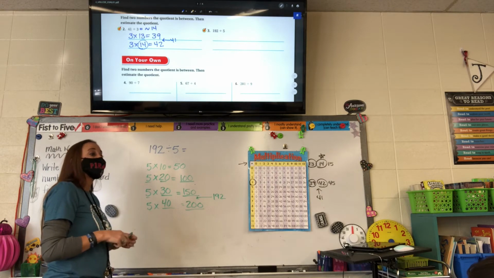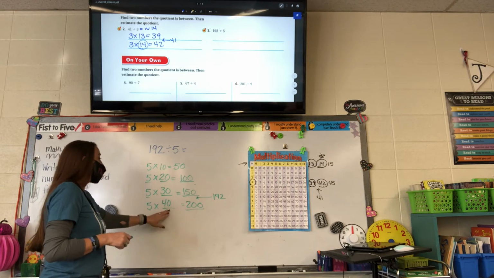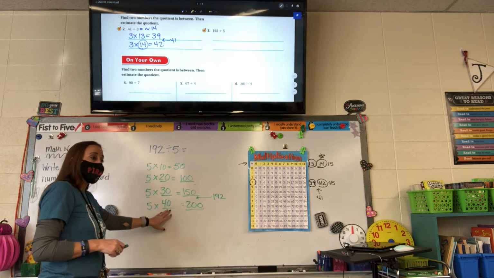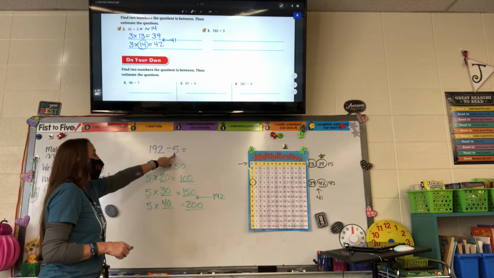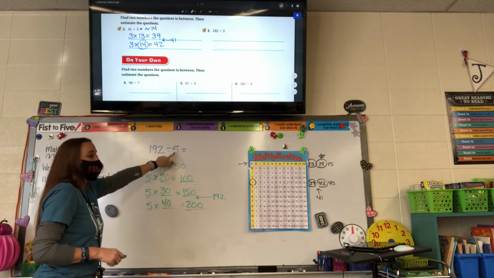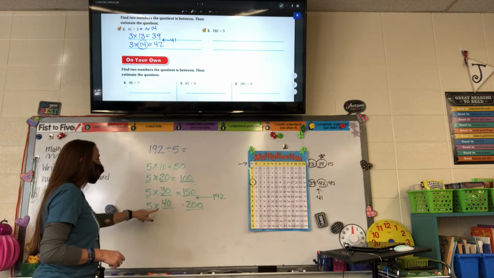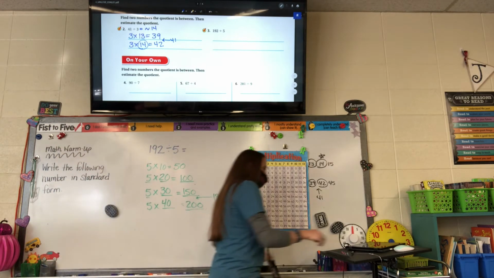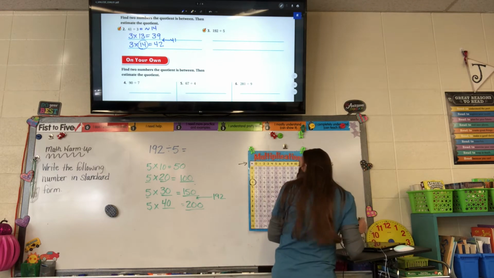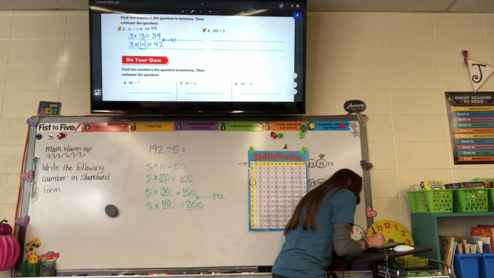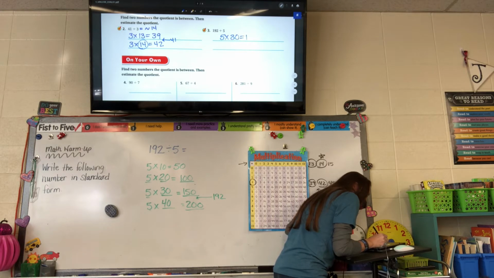What would our answer be then? 40? It would be the 40 because it's the partner number, right? It's not going to be the 5 because that's what we already have that factor. So it's the 40. So this is what you need to write down. 5 times 30 equals 150. 5 times 40 equals 200.